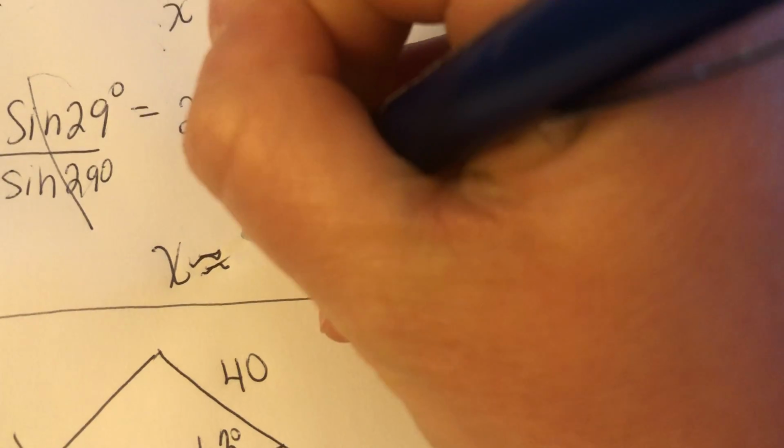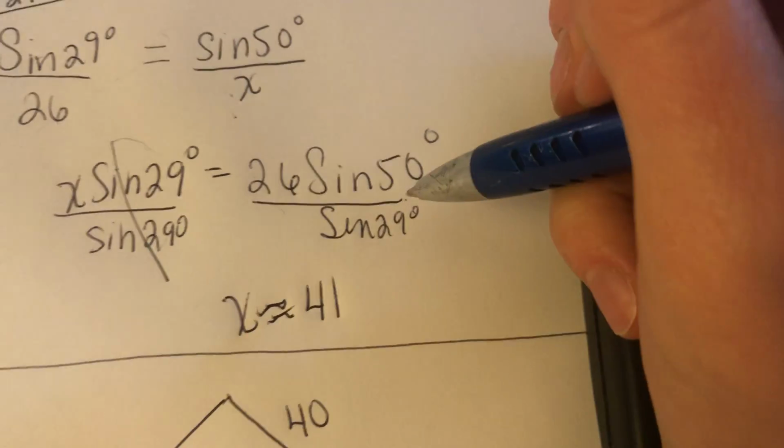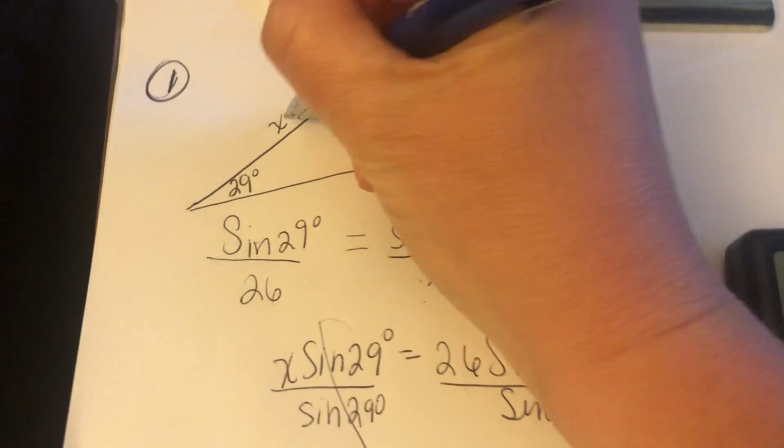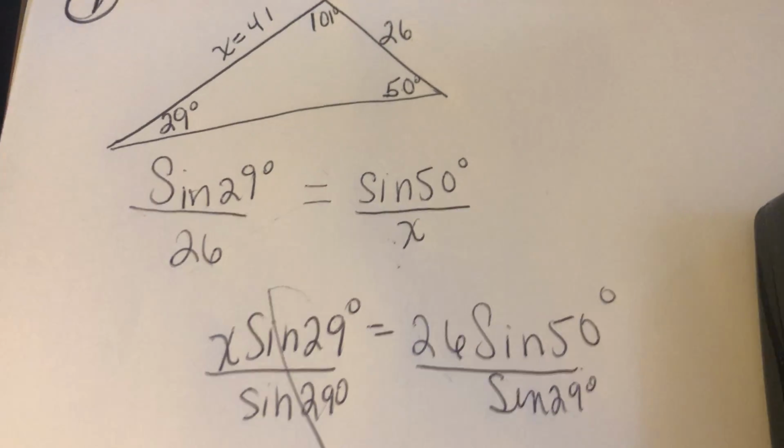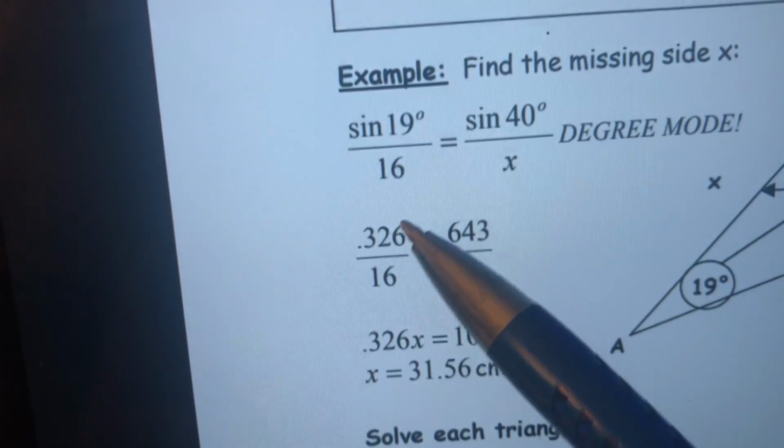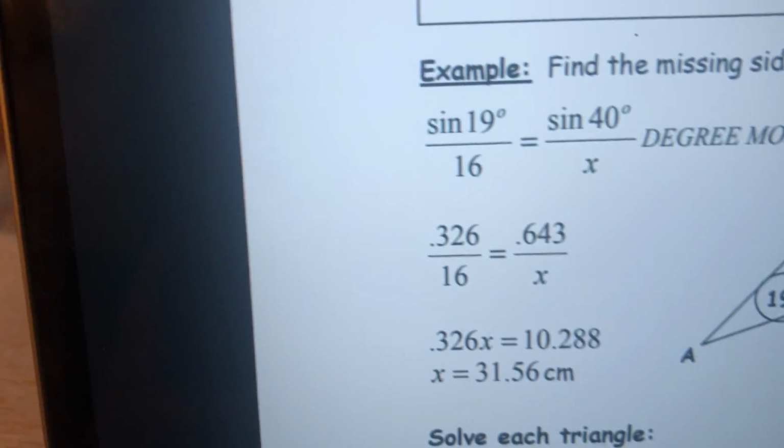Does it say to round? It doesn't say to round. We'll just round to about 41. Okay, so that means this leg right here is about 41. All right, so if you prefer to get the decimals first, like they did it here, see how they made them into decimals first? I don't know, you guys like that better? What do you think? Either way.